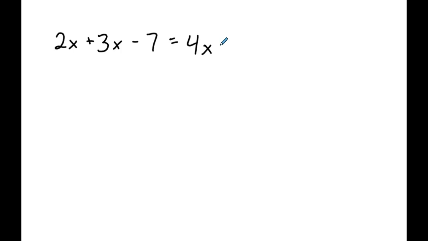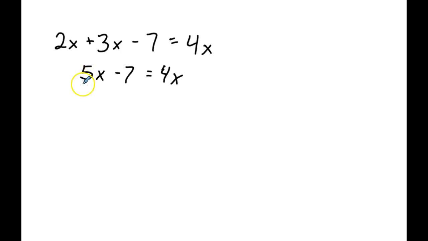So the first thing we can do, we're going to have to use multiple steps, is combine our like terms on the left side of the equation. So 2x plus 3x is going to be 5x minus 7 equal to 4x. Okay. Now we have a 5x and a 4x. Those are like terms. We need to get those together.